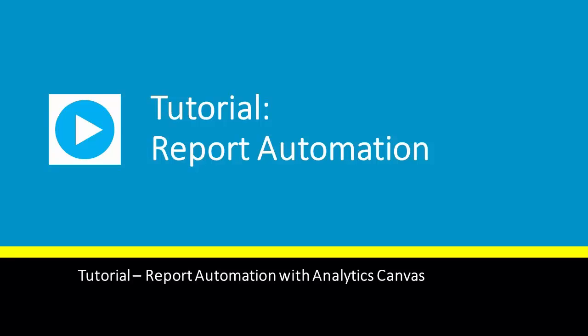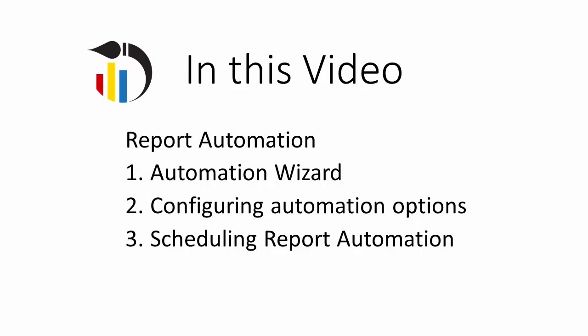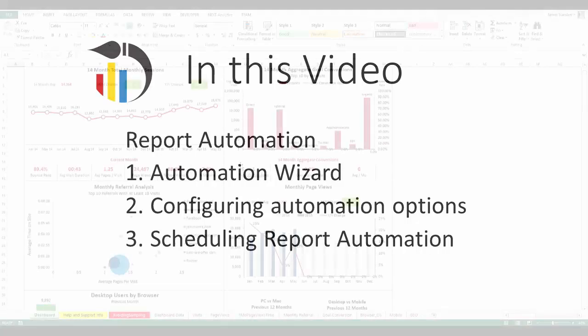This is one of a number of detailed tutorial articles in which we explain how each feature within Analytics Canvas works, with additional context to help you understand it better and to use it best to suit your own needs. This article is designed to give you an overview of reporting automation and to touch on some high-level concepts such as running the automation wizard, configuring automation options, and scheduling a task to run using Windows Scheduler.